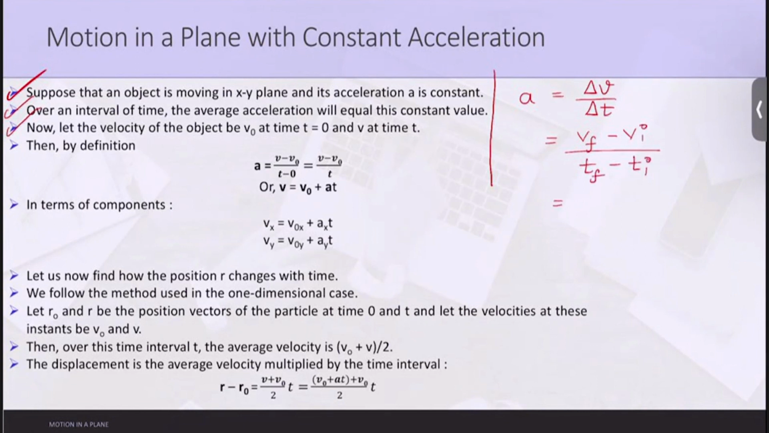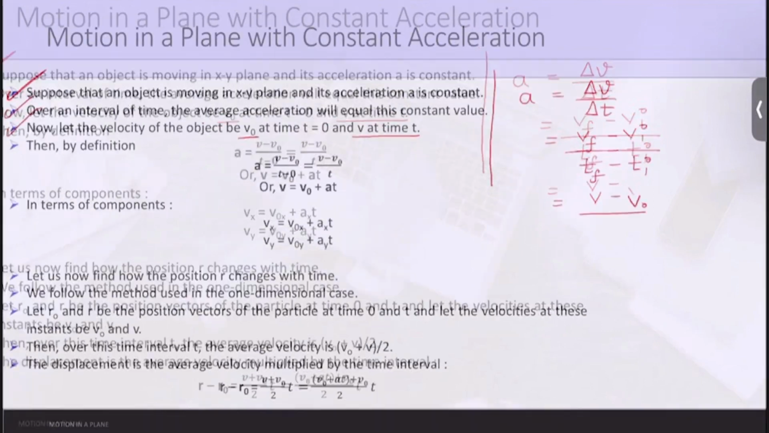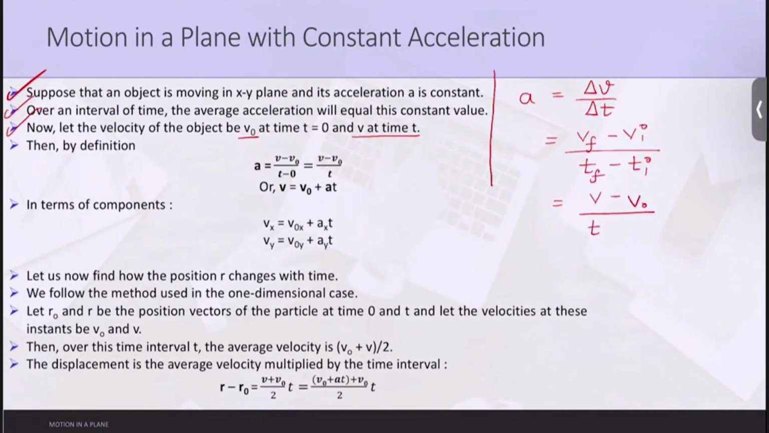We know that the velocity at time t is v. The velocity at time 0 is v0. The final time is t, and the initial time is 0. So from this we can say again that the vector v bar is equal to v naught vector plus a bar into t.